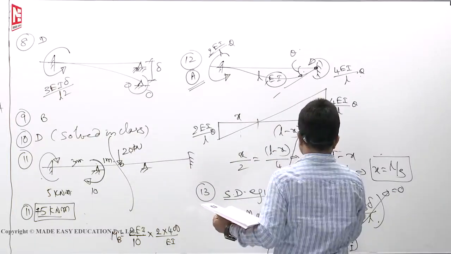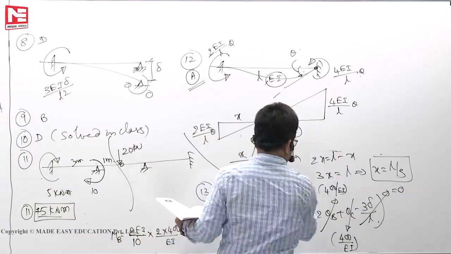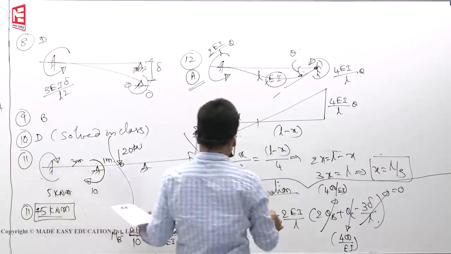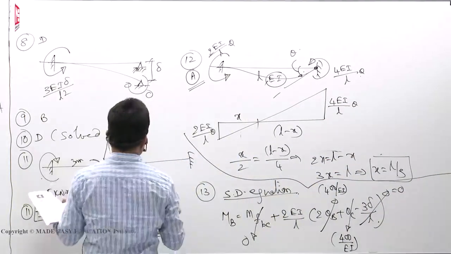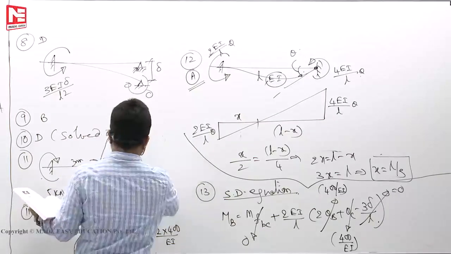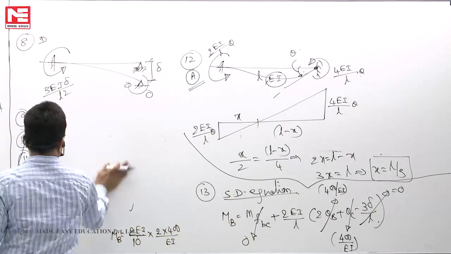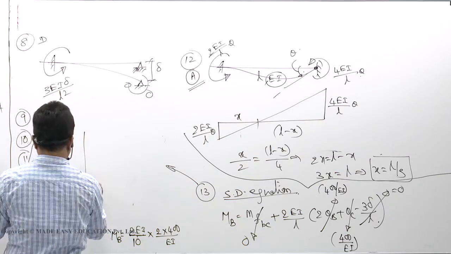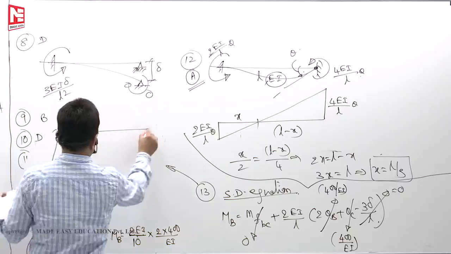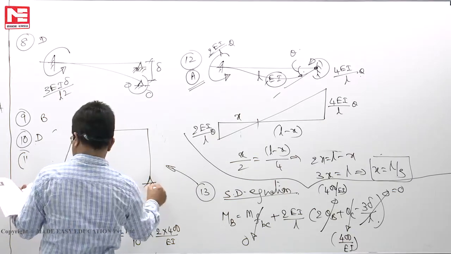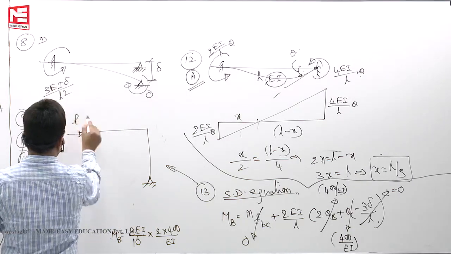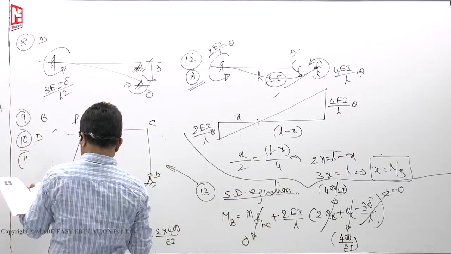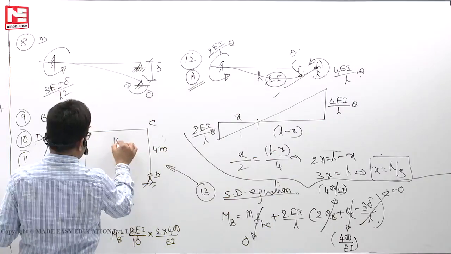For this 13th question, this is over already. Okay. Now we are dealing with the 13th question, this is the problem. This I remove now, you don't require this one. For this 13th question, this is the problem. Hinge here, load here, P, A, B, C, D. Okay, 4 meters, 10 meters.